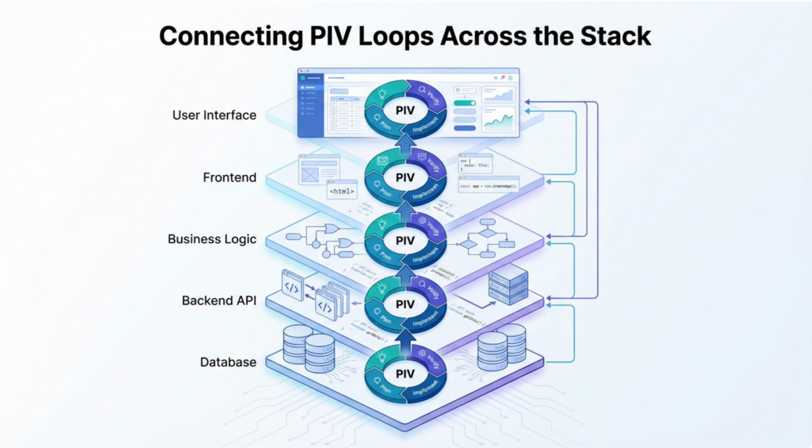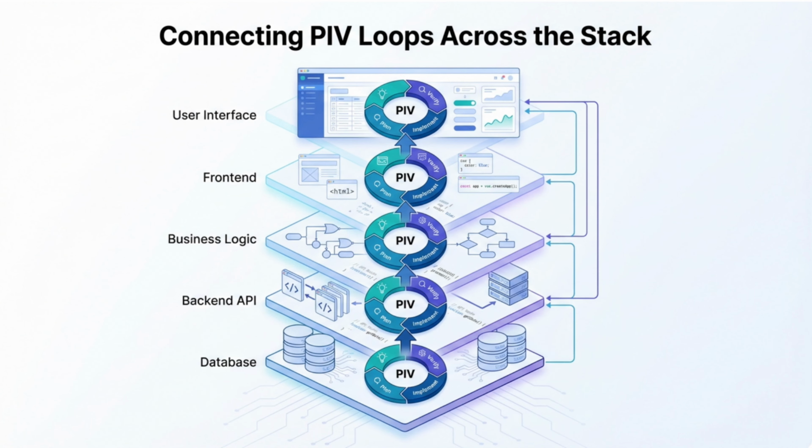Backend PIV loops that create endpoints and validate them with tests. Front-end PIV loops that build components and verify them visually. Each loop was contained within a single lane, a single layer of the stack. That isolation was intentional. You learned the discipline of small, focused changes before attempting anything larger.